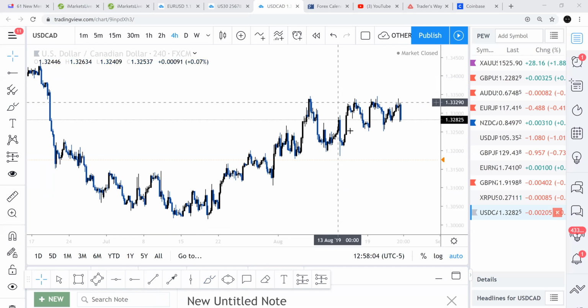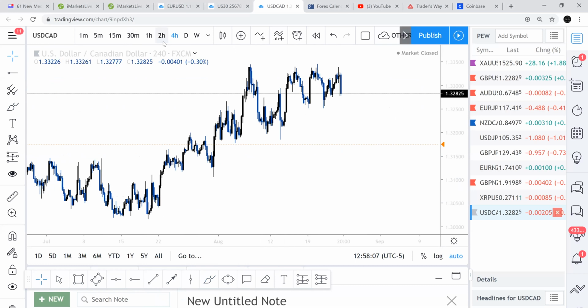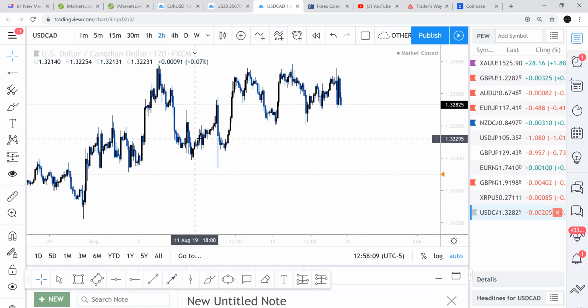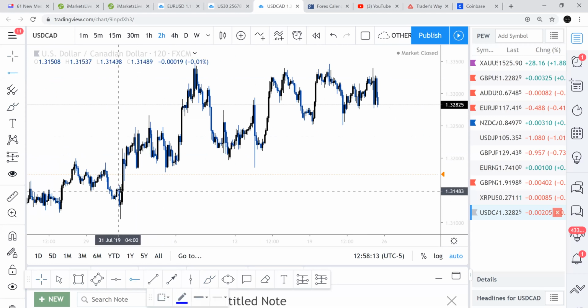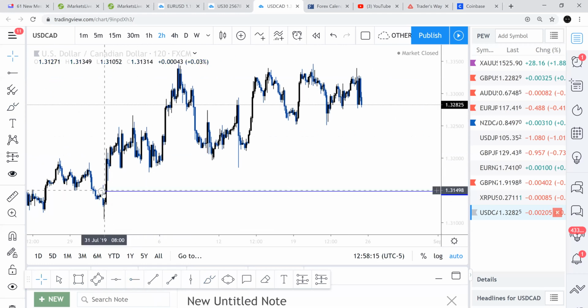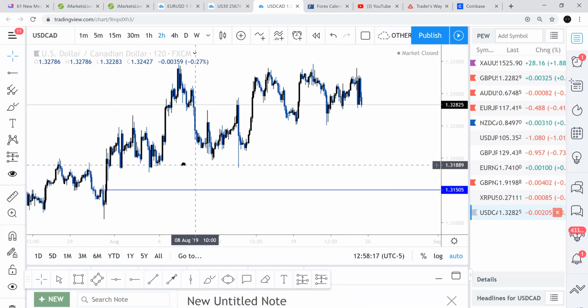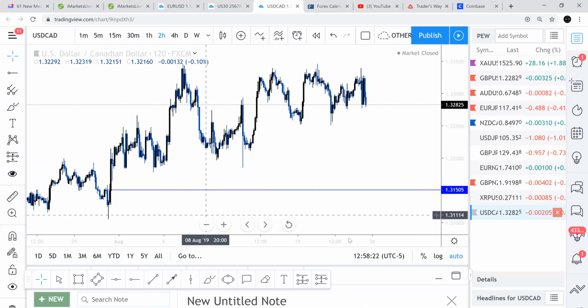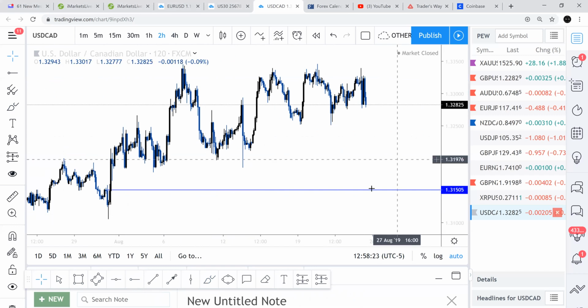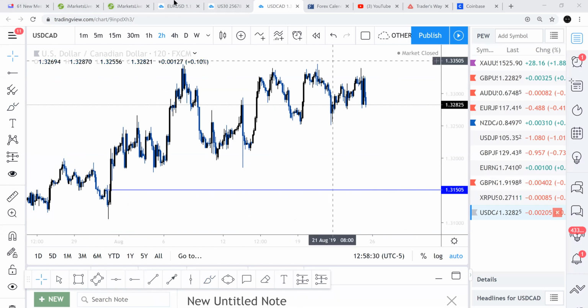And then on the flip end of things, there's also this zone. This would be the target right here. So 3150 most likely. So we're looking at probably a 200 pip move here as a final target.